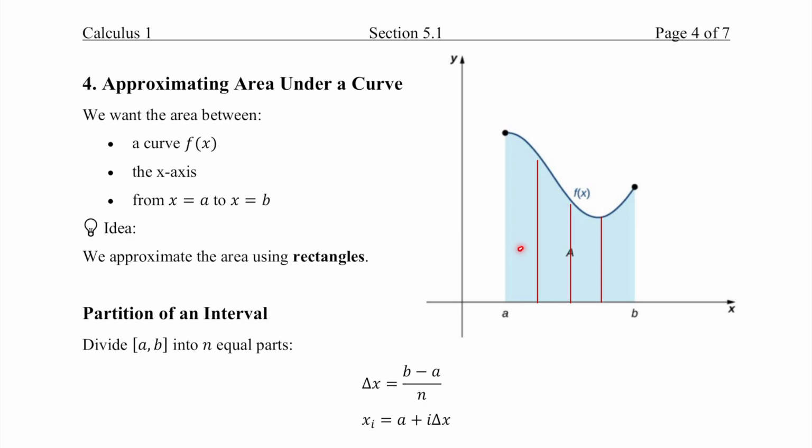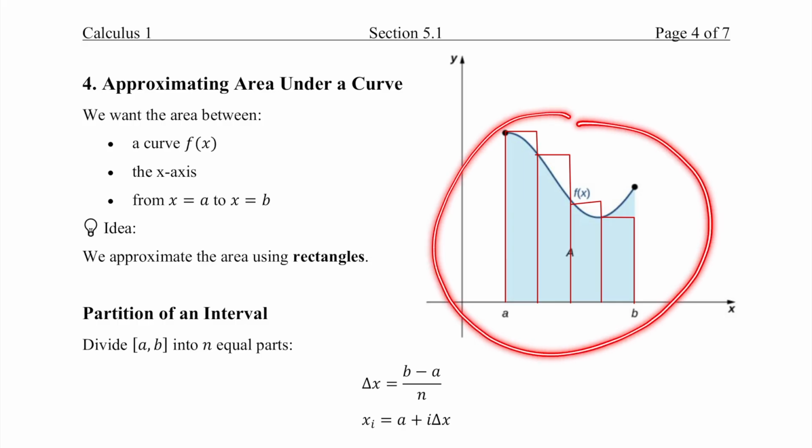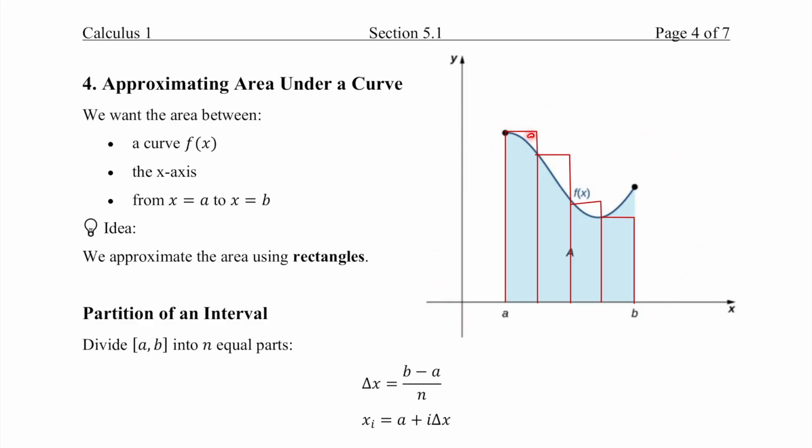Now, on each of these subintervals, we build a rectangle. Each rectangle sits on the interval and goes up to the curve. So instead of the curved area, we are using rectangles to approximate the area. To find the area of each rectangle, we use the formula length times width.